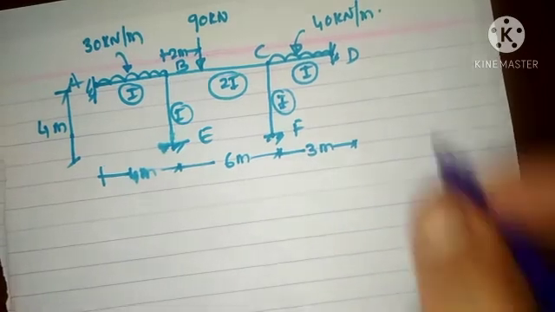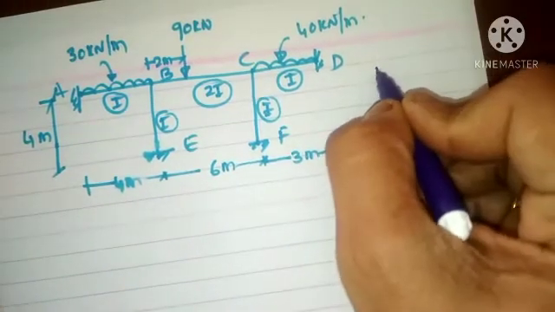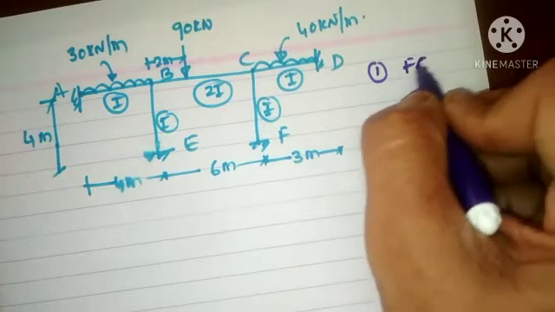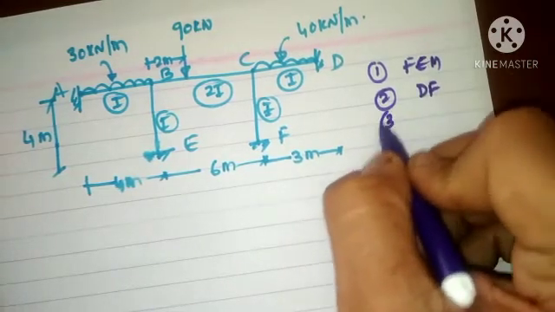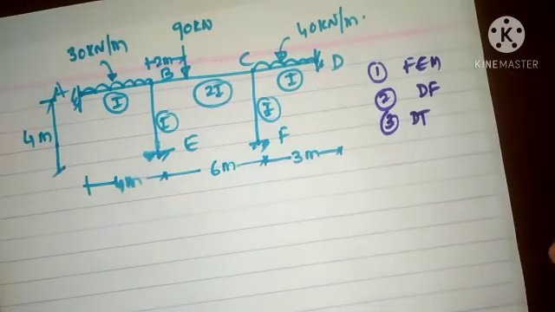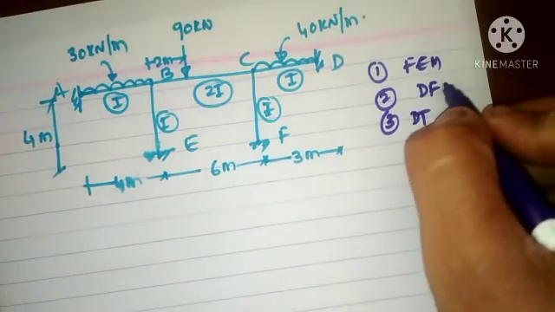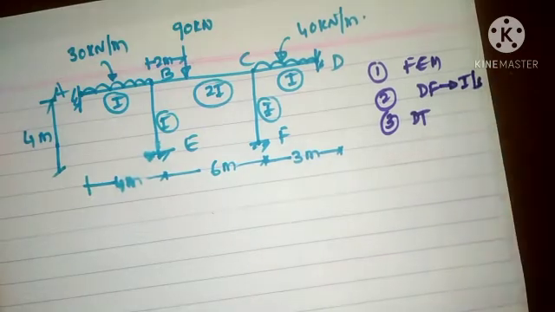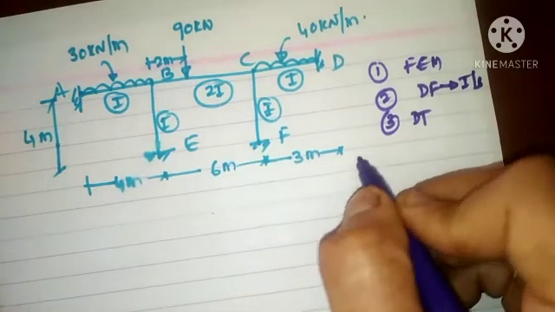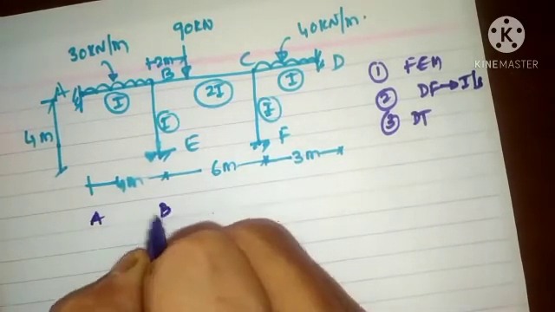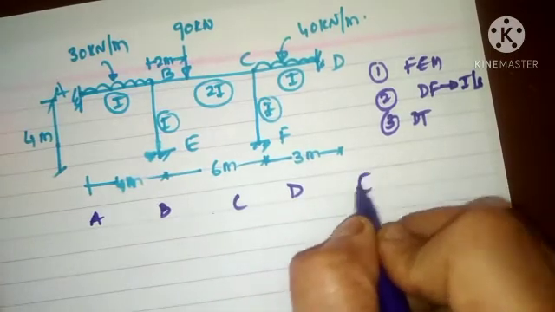Now to begin with, the primary steps involved for moment distribution method is first to find out fixed end moment, next one distribution factor, and lastly the distribution table. So when we are finding out distribution factor, it is necessary to find out a distribution factor at the intermediate supports. Now here in total there are 6 points, that is 6 supports: A, B, C, D, E and F.